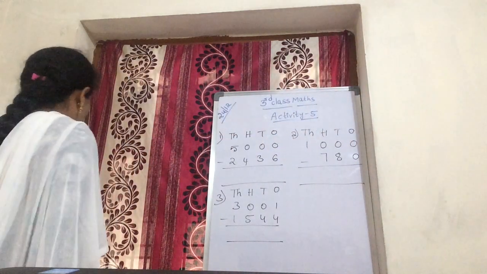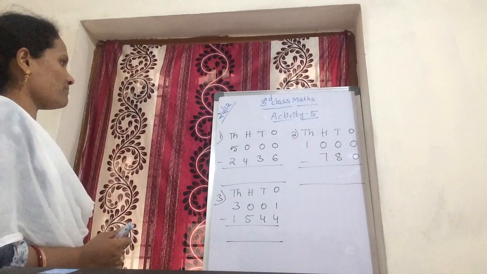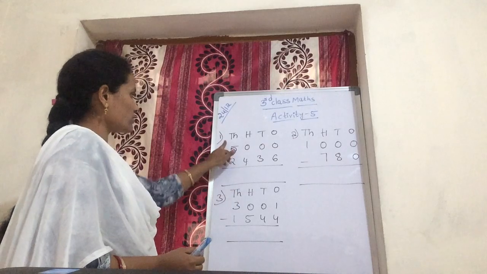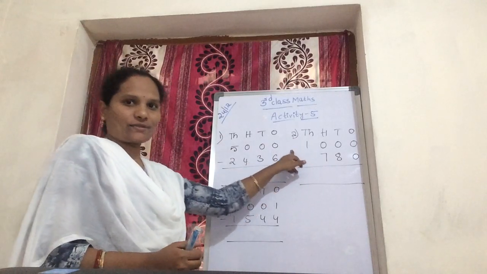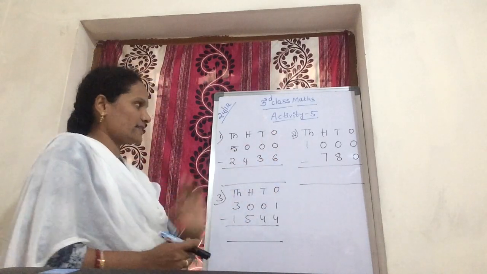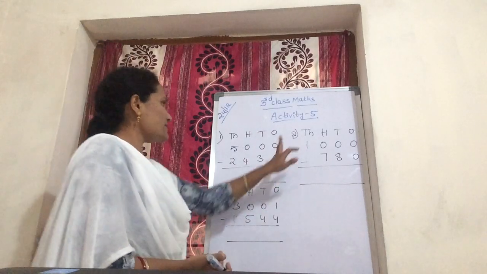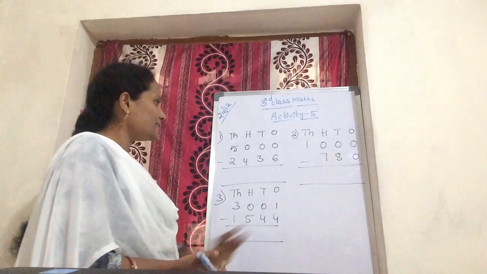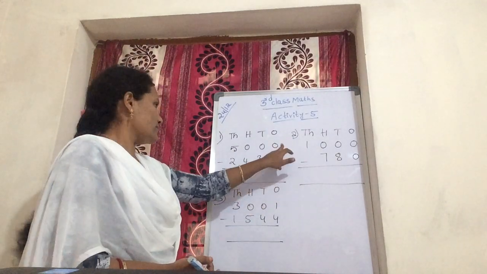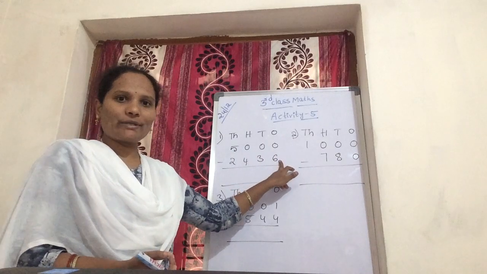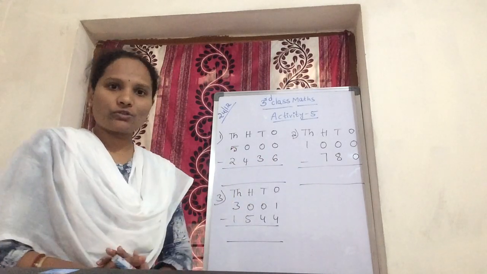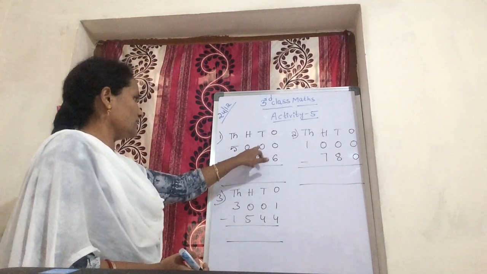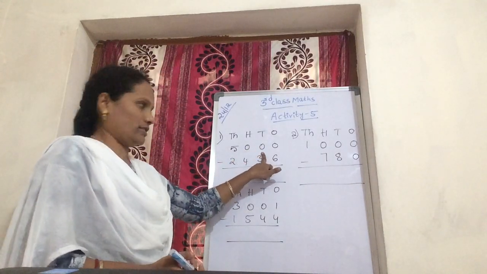Now, some more problems are there. First one, 5000 minus 2436. Okay. Coming from ones, Amma. In your ones, 0 minus 6. 0 is a small number compared to the 6. So, you need borrowing from tens. Tens also 0.